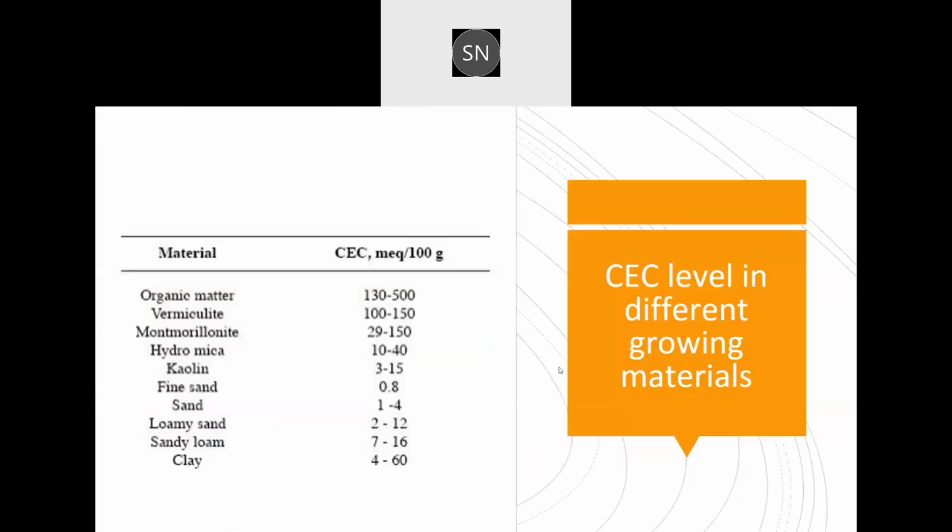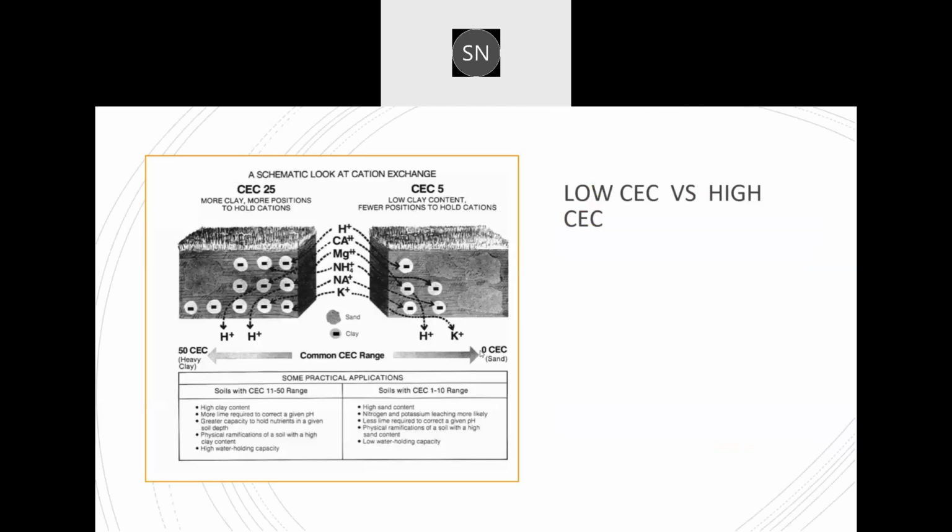Further explanation on which element contains high CEC. Remember, CEC is very important in soil. If the soil contains high CEC, that means it can hold more nutrients, or it can hold more water. Another diagram to do comparison between high CEC and low CEC, or compare between clay and sand, 50% CEC and 0% CEC. 0% CEC means it's not going to hold any nutrients.